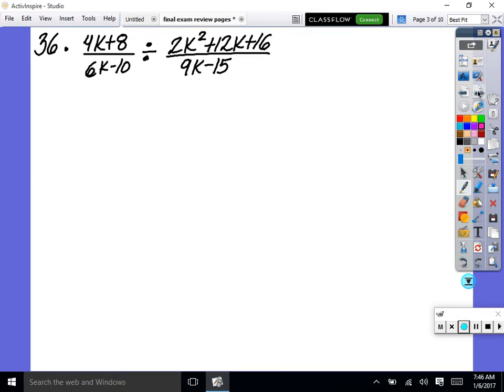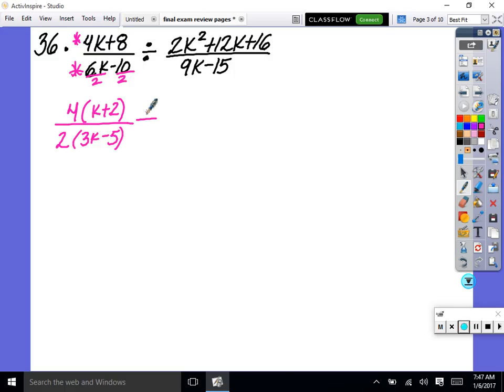Okay, with dividing fractions, we will flip the second and multiply. So let's just first focus on factoring each piece. I'm going to pull out a 4. Left is k plus 2. I'm going to pull out a greatest common factor here, a 2, divide by 2. Do this correctly, please. And left is 3k minus 5.